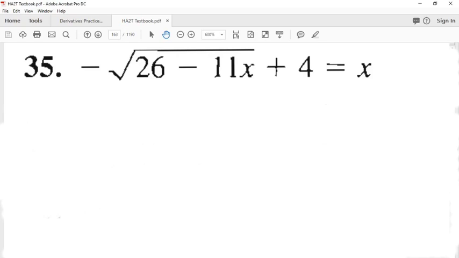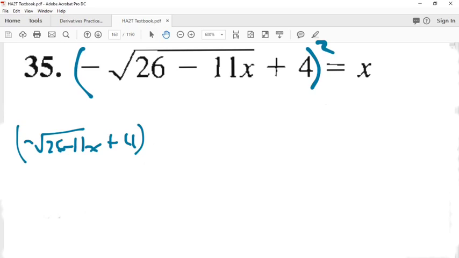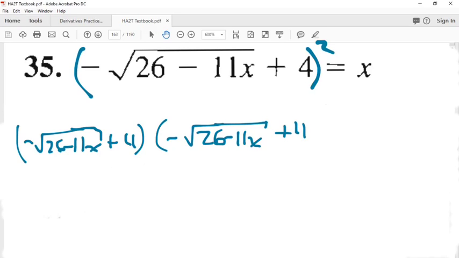Now, I'm not going to correctly do it yet. I'm going to do what some of you guys are doing. If you are squaring this right here, you know what that means? That means you are going negative radical 26 minus 11x plus 4 times negative radical 26 minus 11x plus 4. That's what that 2 means. This squared, this power, means this. You have to do it like that because there's a plus sign in here. And some of you guys, that's how you were looking at the girl in the red shirt.